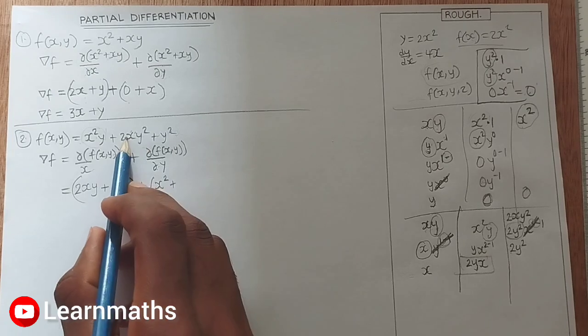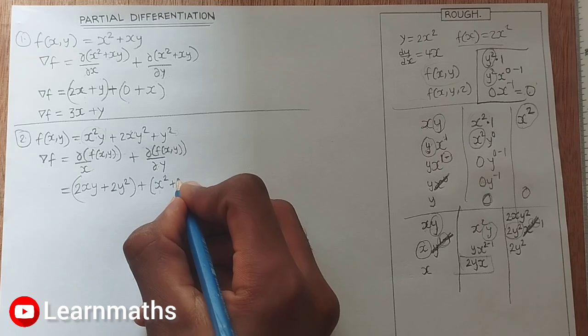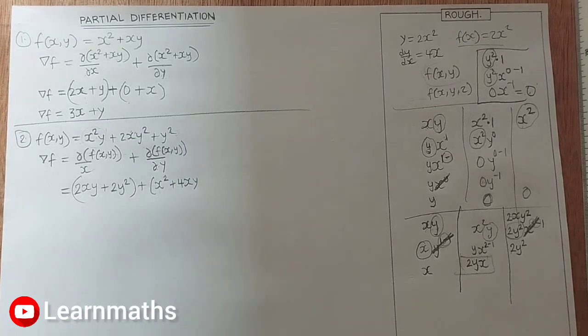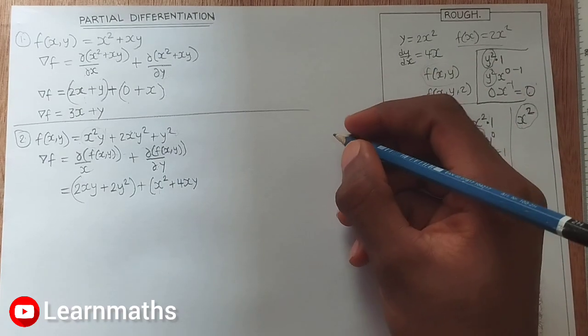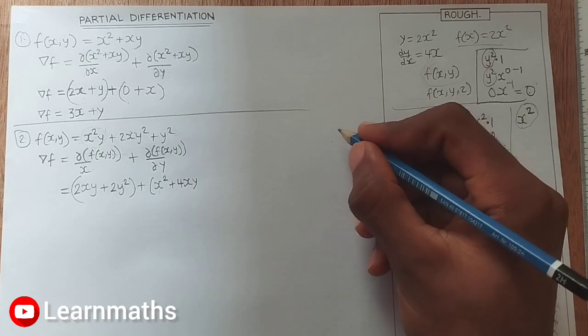Then differentiate this second term with respect to y. What is it going to be? It's going to be 4xy. Do I have to explain? Okay, let me just explain, because I don't want to leave anybody behind. My rough space is filled up, so I'm going to make use of this space here.